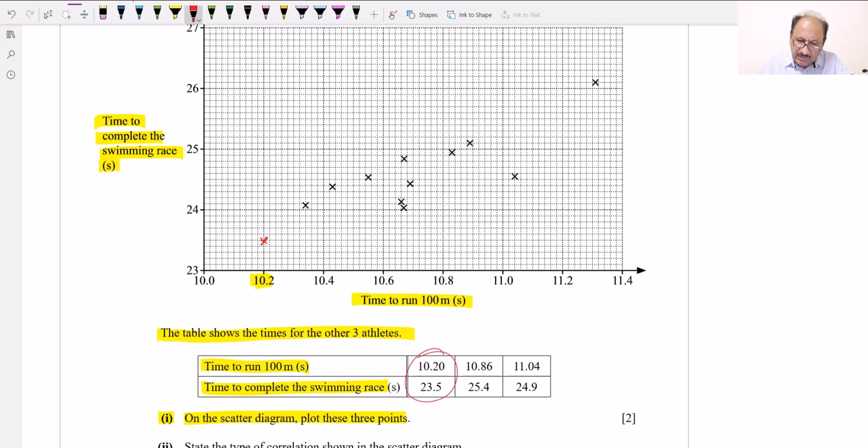Then 10.86. One box is small, box is 2, so 10.86 will be this mark, and this will be 25.4. So 25.4 will be 1 2 3 4 up to this one, and this is our mark which we have indicated. Then this is also done.